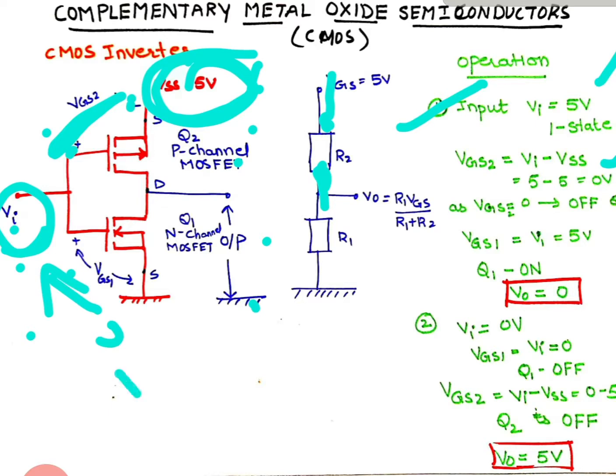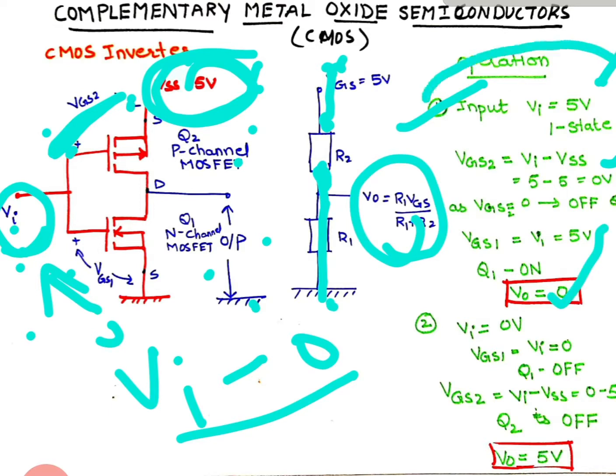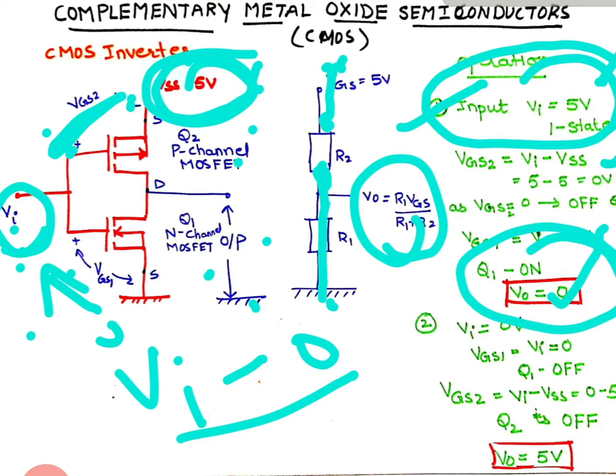Now we also check VGS1. VGS1 is nothing but Vi minus 0. Vi is given as 5 volts, therefore it is 5 volts. Therefore Q1 acts as an on switch, a short circuit. We are taking output from here, so this is nothing but output across a short. Therefore the output voltage is 0 volts. You have given the input as 5 volts, but you are getting output as 0 volts. That is nothing but it is acting as an inverter: when you give a logic 1, you get logic 0.